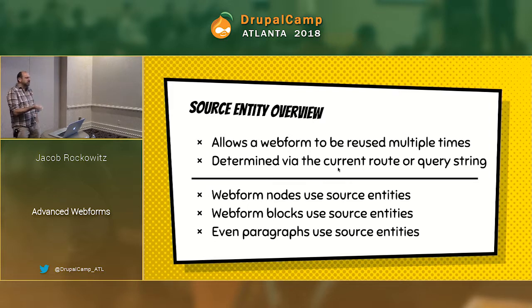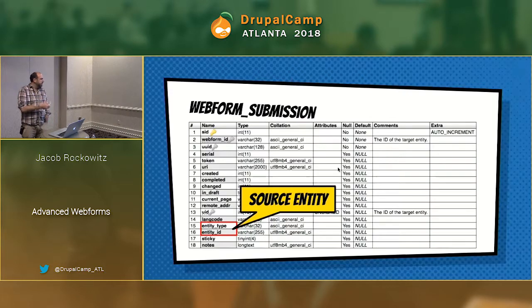And so web form nodes use source entities. Blocks, can you also track the source entity when you place a block on every page of your site? And even paragraphs uses source entities. So if you put a web form in a paragraph, it'll figure out what the main entity is of that paragraph and start tracking submissions for that main entity.